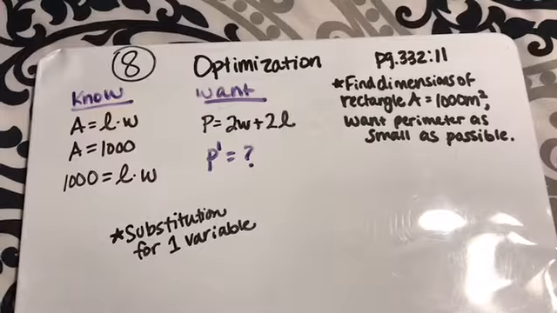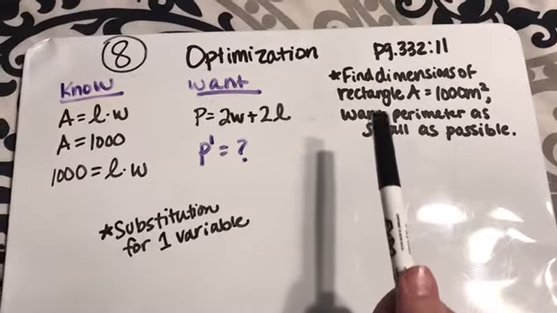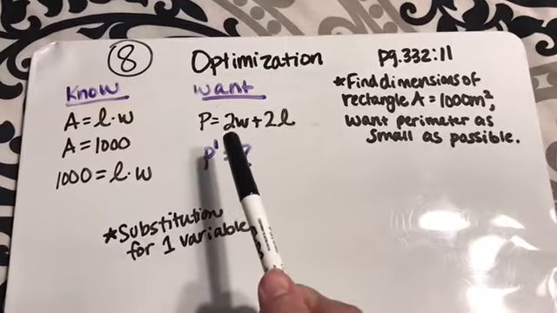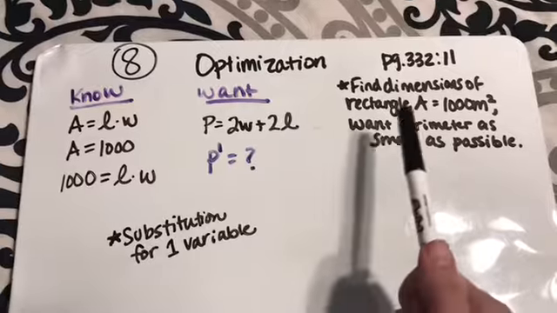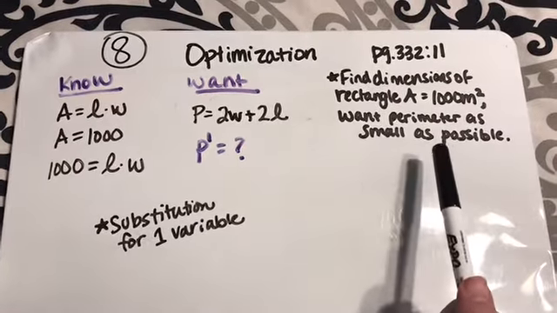So I think it's a good idea to write down what you know and what you want to know. So we know that we're talking about a rectangle, and you guys know rectangles, length times width, and you know the perimeter of a rectangle is 2 widths plus 2 lengths. We know the area is 1,000 meters squared, and we want the perimeter as small as possible.